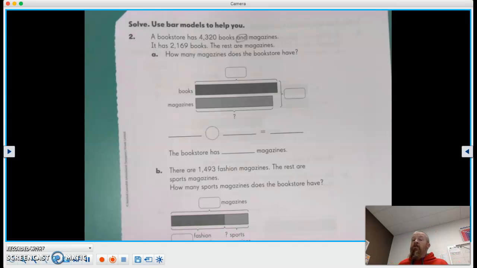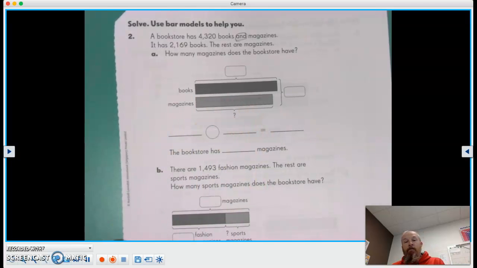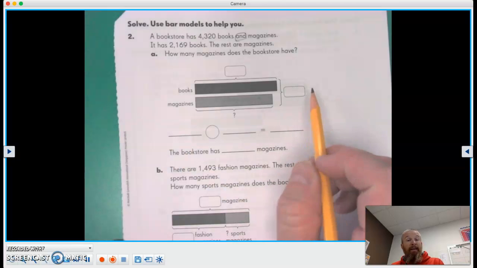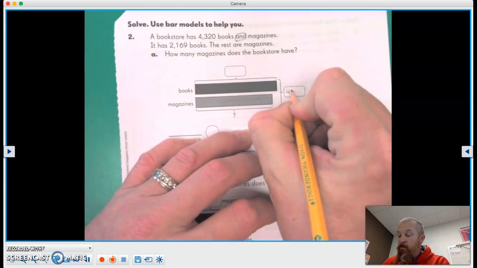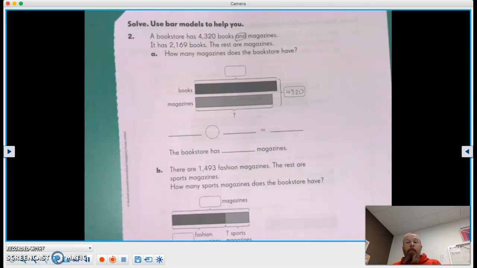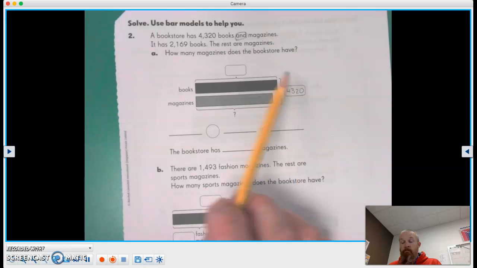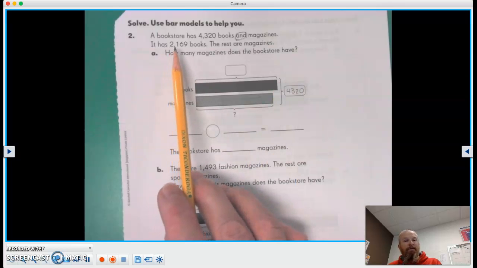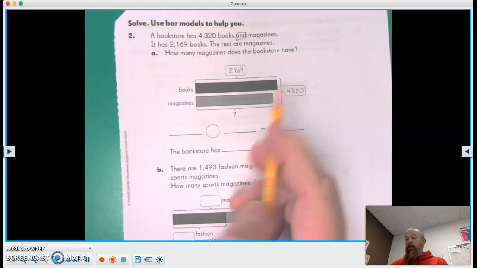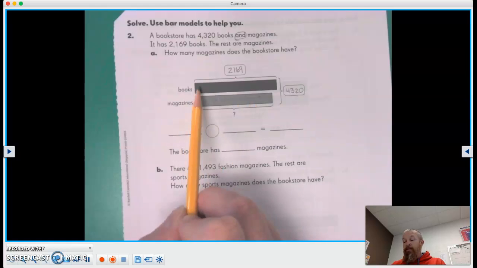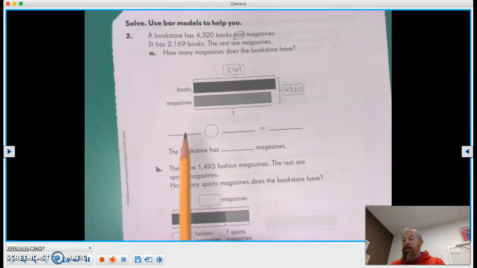So again, we got to really understand what we know. So here's books, here's magazines, okay? Together, meaning in all, total, books and magazines, there are 4,320. And it says books and magazines. Now, how many books are there? Okay, it has 2,169 books. And we know that that goes here because this is books on the top and it says that this is the number of books. This was total books and magazines.